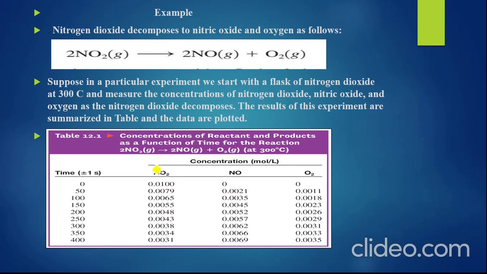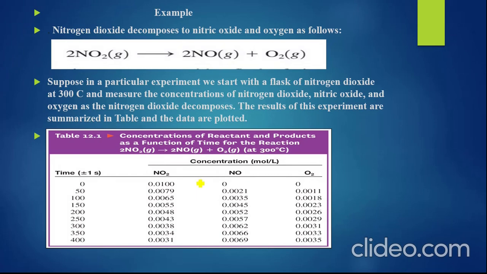So this is a table at T0, at initial. The concentration of the reactant was 0.0100, and then for the products, nitric oxide was 0, oxygen was 0, and then at 50 we had this concentration, for the products we had that, and for oxygen we had that. And then since this is a table and the question is saying that the results of this experiment are summarized in the table and the data are plotted, this data was plotted.